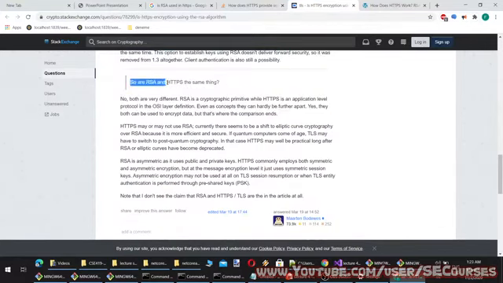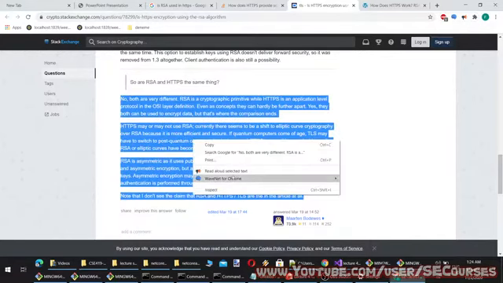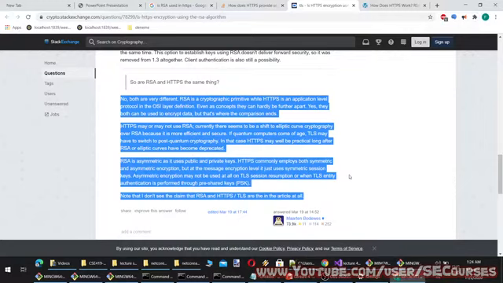Okay, so are RSA and HTTPS the same thing? No, both are very different. RSA is a cryptographic primitive while HTTPS is an application-level protocol in the OSI layer definition. Even as concepts, they can hardly be further apart. Yes, they both can be used to encrypt data, but that's where the comparison ends.